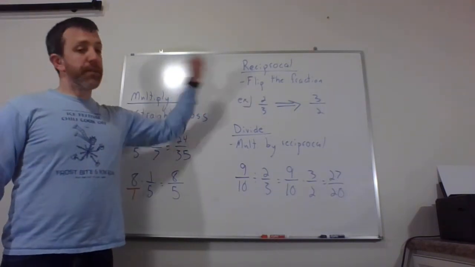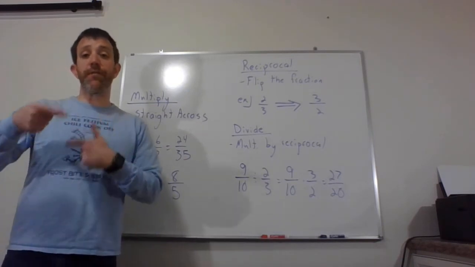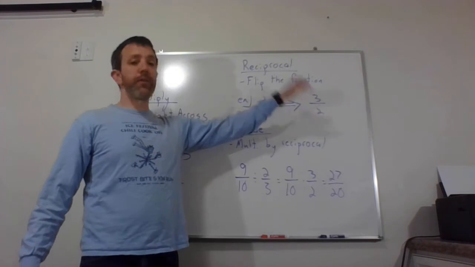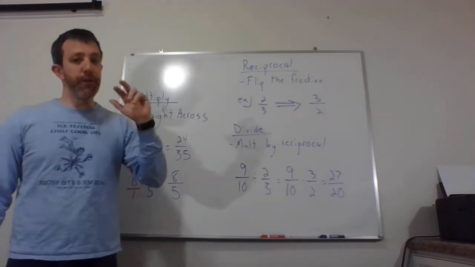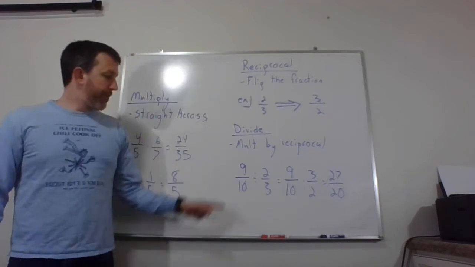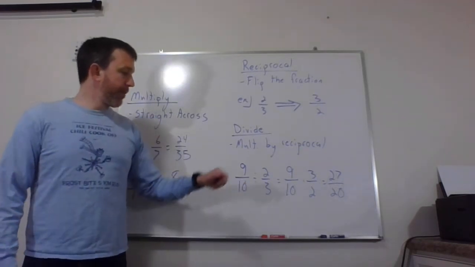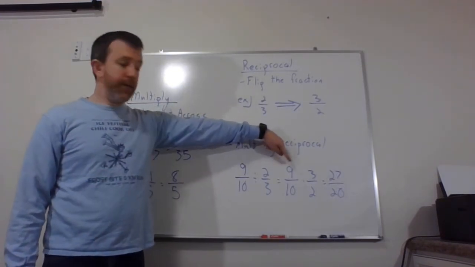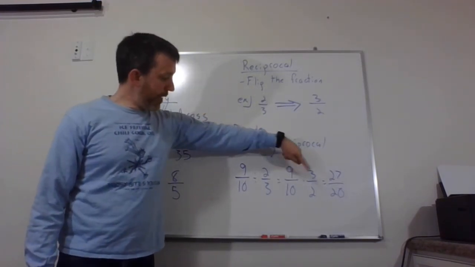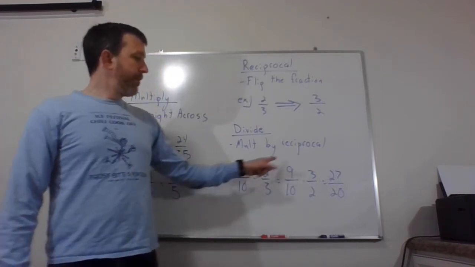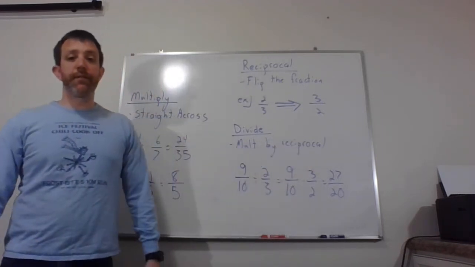We need to talk about reciprocals. A reciprocal is just a fraction flipped upside down. So for instance, if you have 2/3, its reciprocal is 3/2. Just turn it over. To divide, we're going to multiply by the reciprocal. So 9/10 divided by 2/3. The first fraction stays, so I keep the 9/10, but then I'm going to change it to multiplication, turn it over, and do times 3/2. If you go straight across now, you get 27/20.